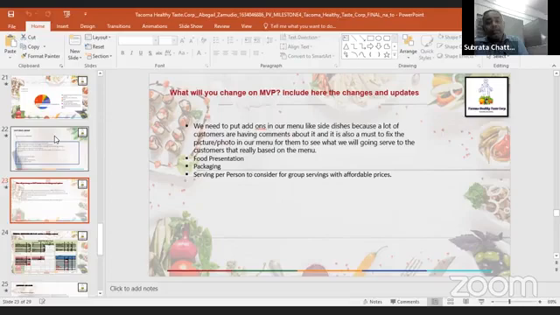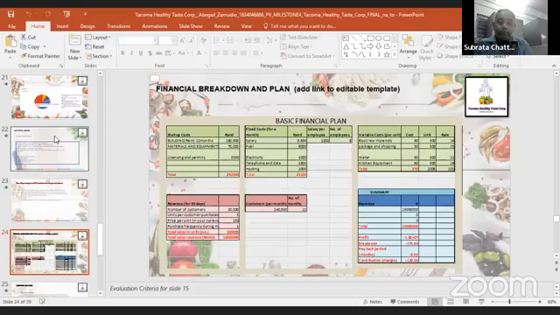So what changes are required? They need to put add-ons in the menu. That's what they found out. The food presentation, the packaging, serving per person, and to consider group servings also at affordable prices. These are things that they need to do.